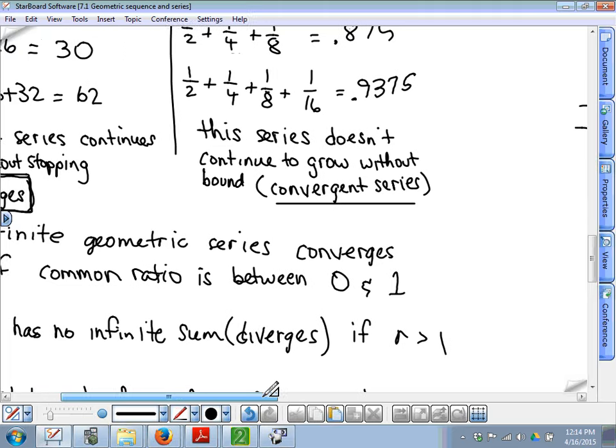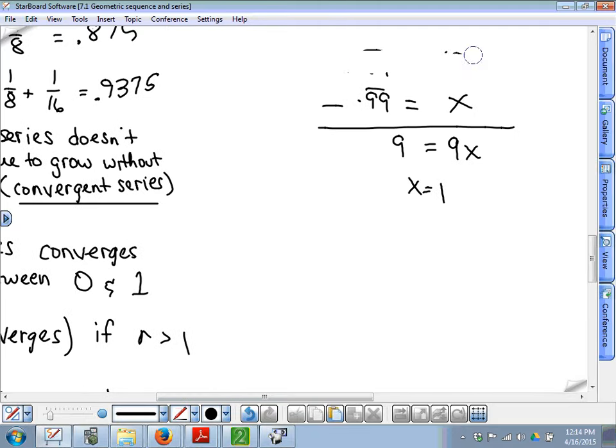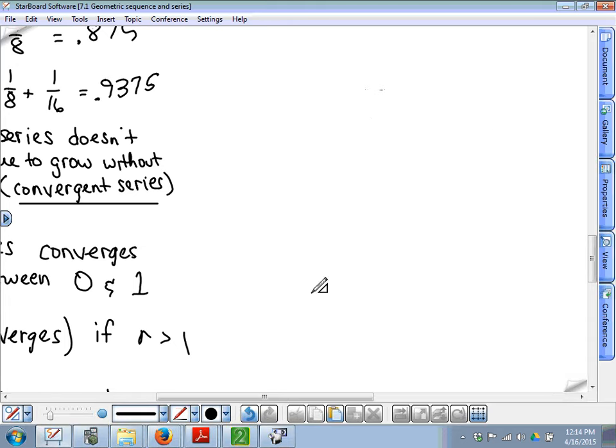Okay. It's like the lights are on, but nobody's home. I want you to write this next part down. The sum isn't actually 0.999999 repeating. There's a better way of writing that.